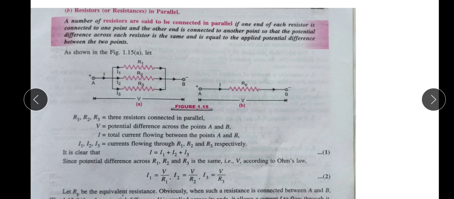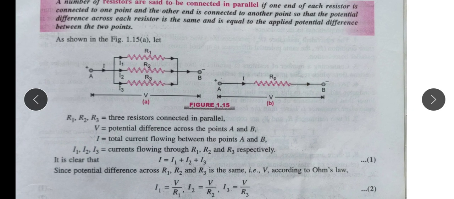3 resistors R1, R2, R3 are connected in parallel. Let I be the total current flowing through the circuit, then I can be divided into I1, I2, I3. For example, I is equal to 8 ampere. That is, 8 ampere current is divided to 3 resistors. Let I be the total current. I can be divided into I1, I2 and I3. Clear?